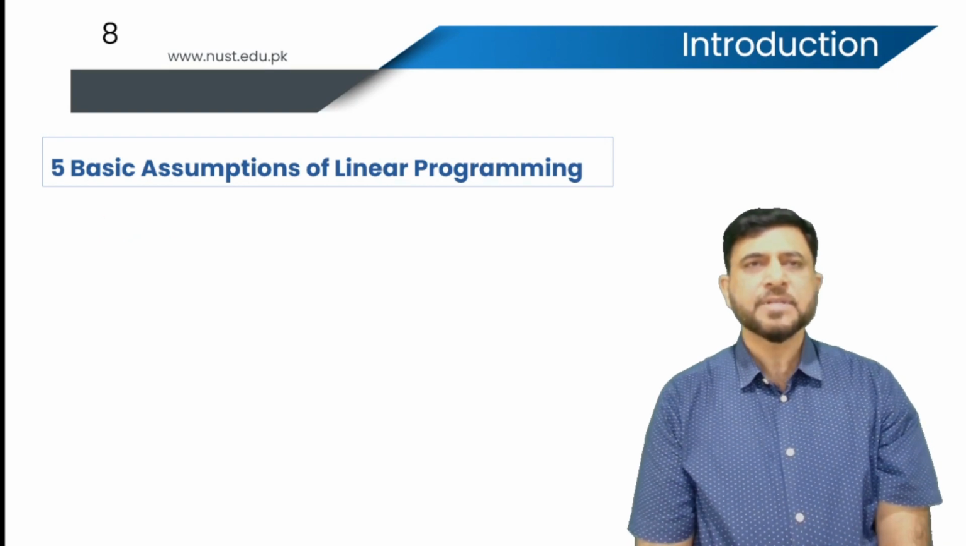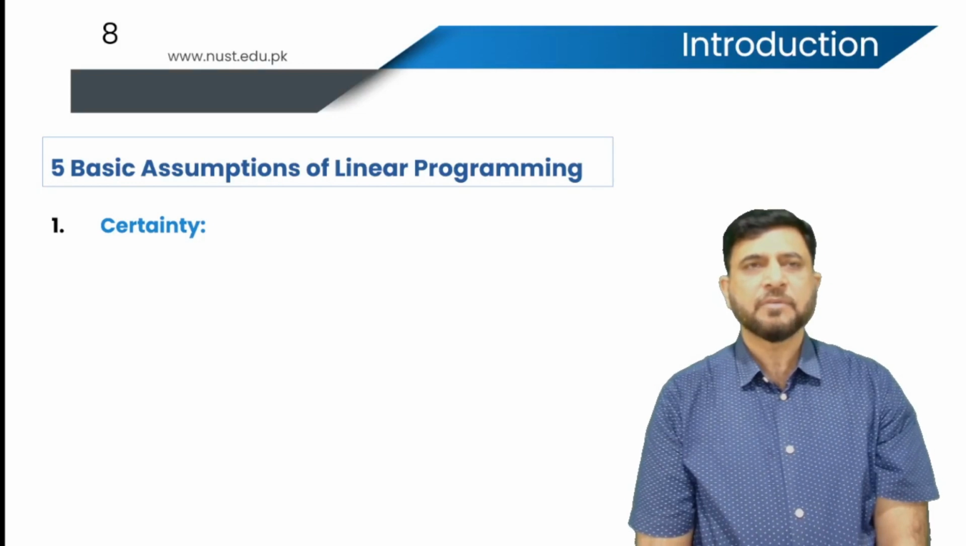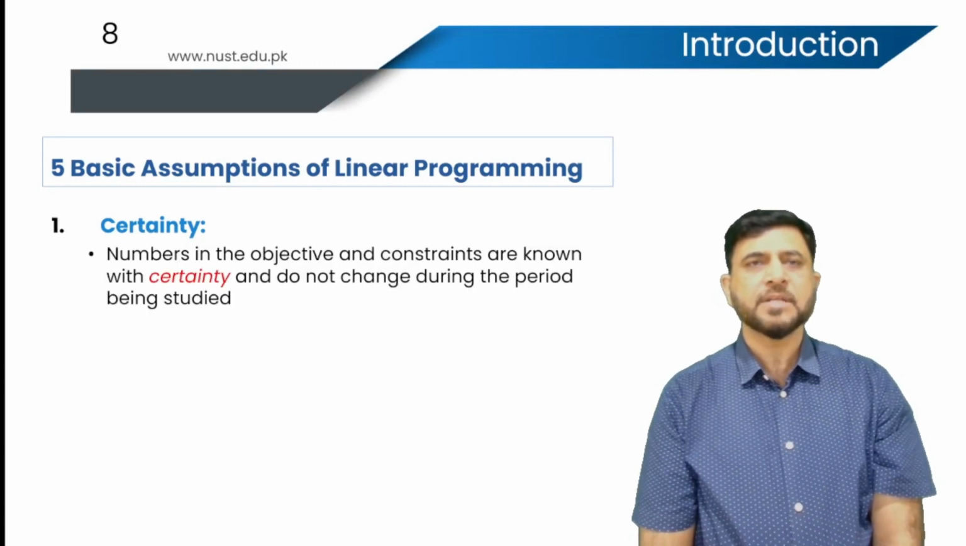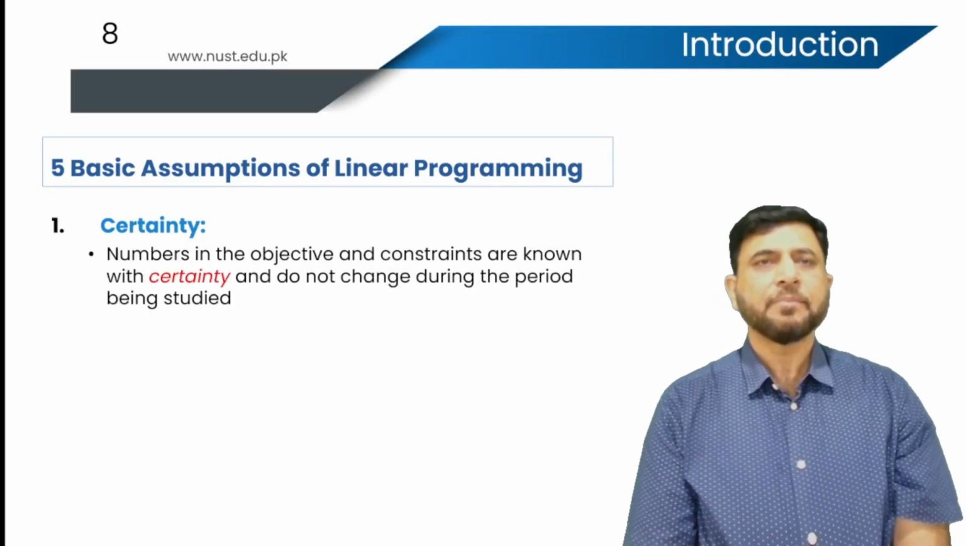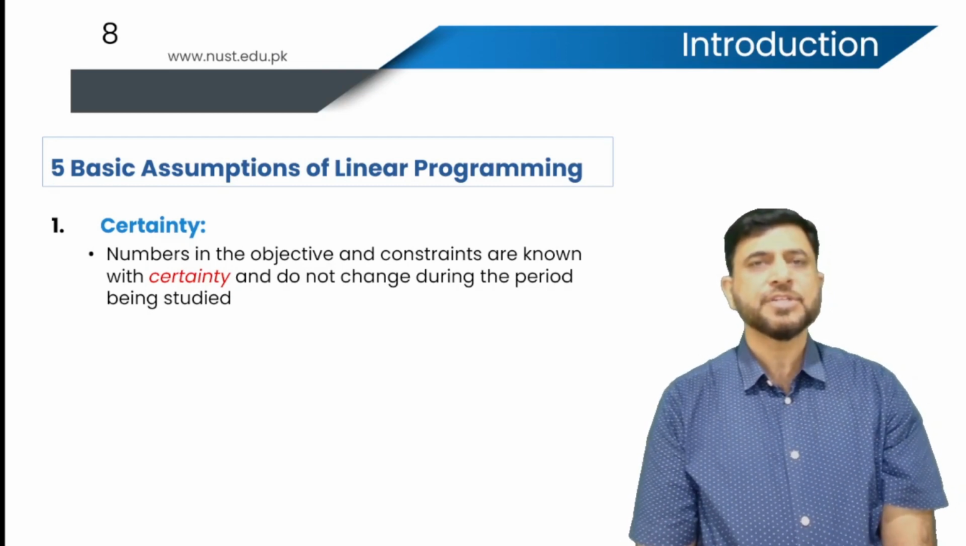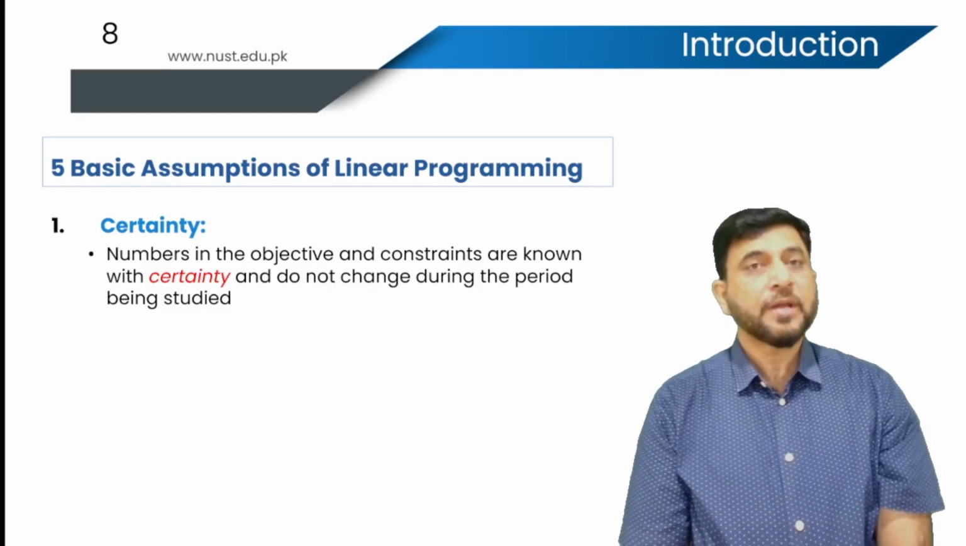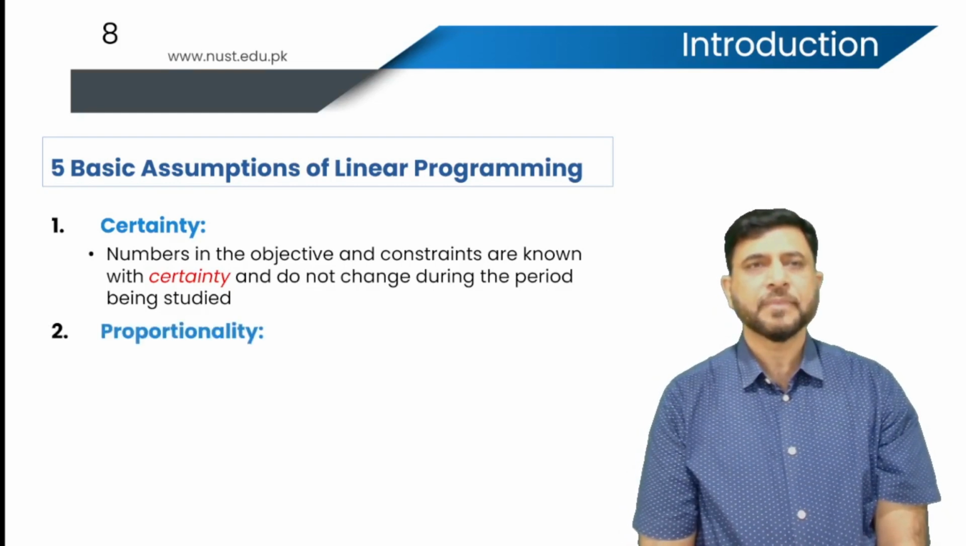Five basic assumptions of linear programming. These five assumptions are: number 1, certainty. That is, numbers in the objective and the constraints are known with certainty and do not change during the period being studied. This is the basic assumption. Otherwise, we cannot make a linear program.